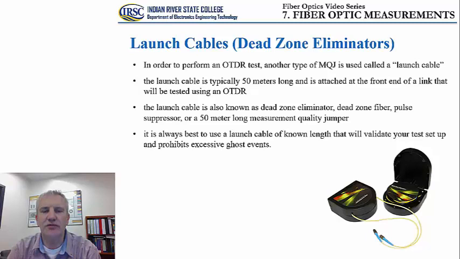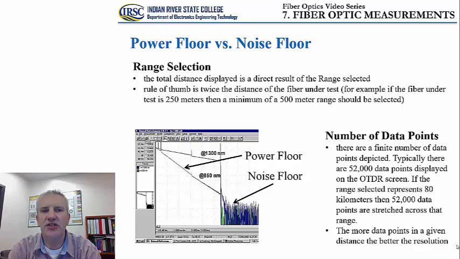These are two other important aspects of OTDR measurement, the so-called power floor and noise floor. We are talking here about the range selection. The total distance that's displayed on the OTDR screen is a direct result of the range selected. Obviously, this depends on the length of the fiber optic cable that's under test. If the cable under test is longer, you have to specify a longer range. A rule of thumb is twice the distance of the fiber under test. So if your fiber under test is, let's say, 250 meters long, then your range on the OTDR should be at least 500 meters.